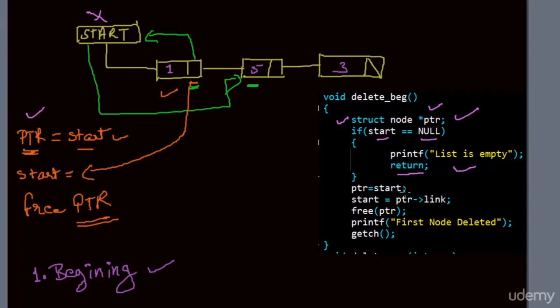But if start is not null, what will we do? We will temporarily store the content of start inside PTR. Then we will replace start with PTR's link. Now this statement will replace the content of start with the link part of the node. Finally, we will free up PTR. And obviously, as a notification to the user, we will tell the user that the first node is deleted, and we will return from the function.